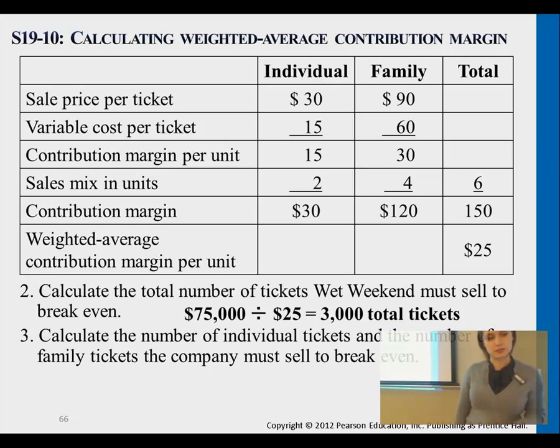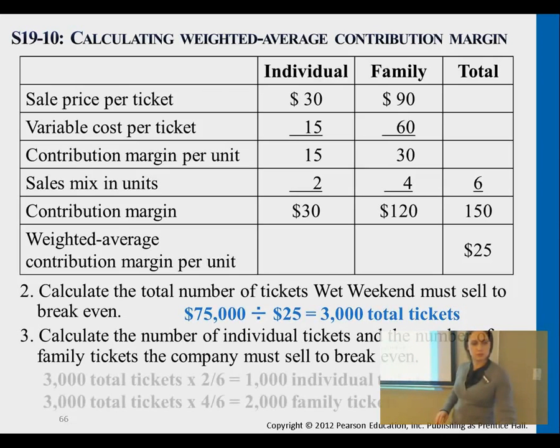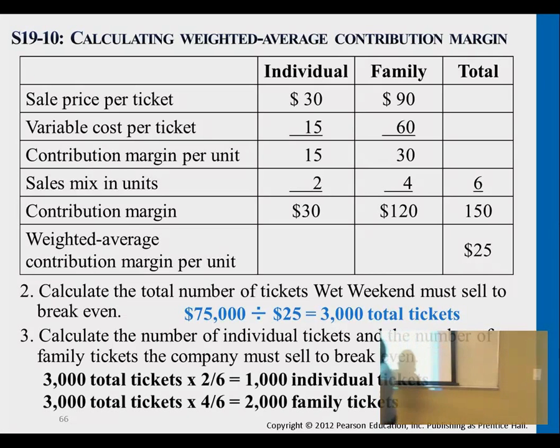And then calculate the number of individual tickets and the number of family tickets the company must sell to break even. So we have something for individual and something for family. We're going to have two calculations, right? We'll take that number and we'll use the number of that particular product in the bundle, right? So it's going to look like this. You're right. It's 3,000 total tickets multiplied by 2 over 6, or 4 over 6 for family.